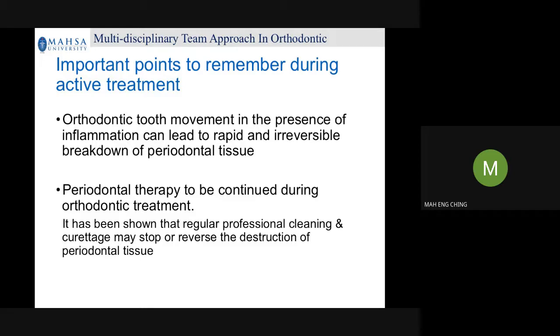And sometimes, if the periodontal tissue is good enough, they can do the soft tissue graft. Maybe you can regain a little bit of periodontal tissue. But this bone resorption is usually irreversible. So if it happens, then you have to accept. So orthodontic treatment in the presence of inflammation is not suitable. It can lead to the rapid destruction of the periodontal tissue.